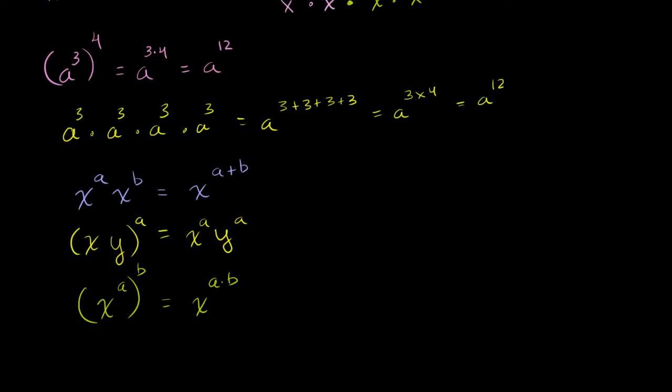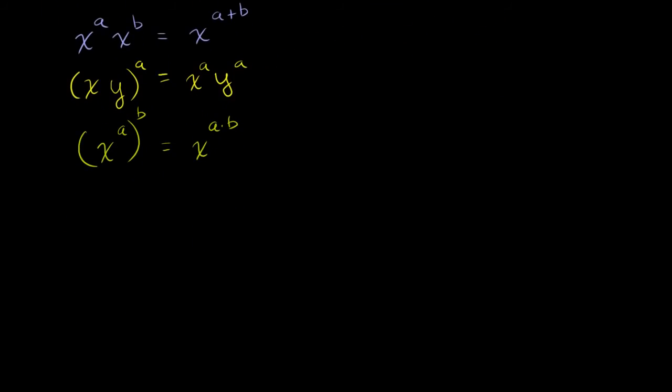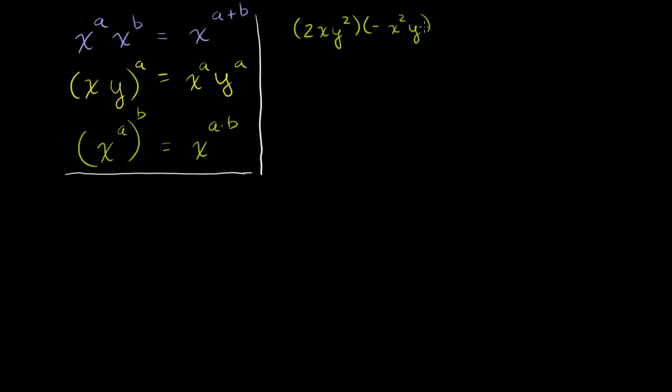So let's use these properties to do a handful of what we could call more complex problems. Let's say we have 2xy squared times negative x squared y squared times 3x squared y squared, and we wanted to simplify this.